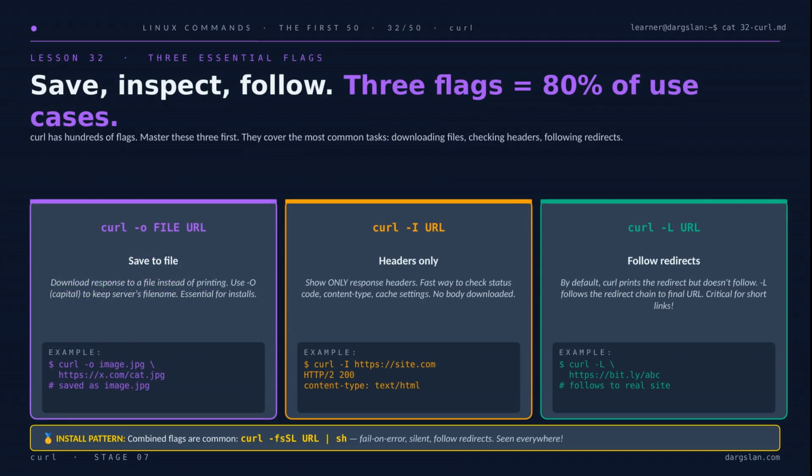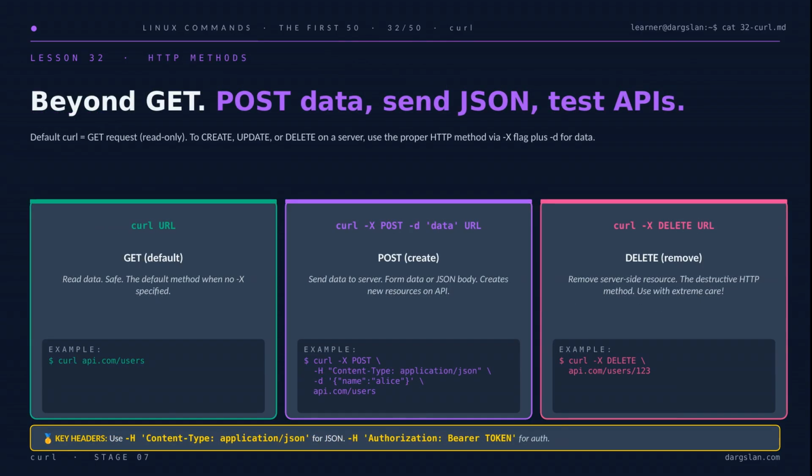Now curl has hundreds of flags, but 3 of them will carry you through 80% of real-world use. -O saves the response to a file instead of dumping it to your terminal, perfect for downloading images or installers. -I fetches only the headers so you can check status codes and content types without pulling the whole body. And -L follows redirects, which matters every time you hit a short link like bit.ly. Stack them together and you get the famous install pattern, curl -fsSL piped into sh, which you've seen on 1,000 README pages. But downloading files is just the warm-up.